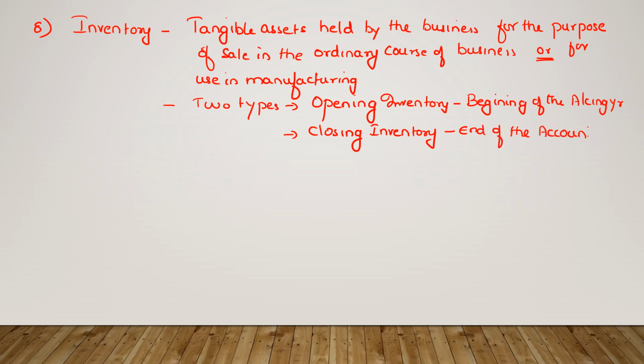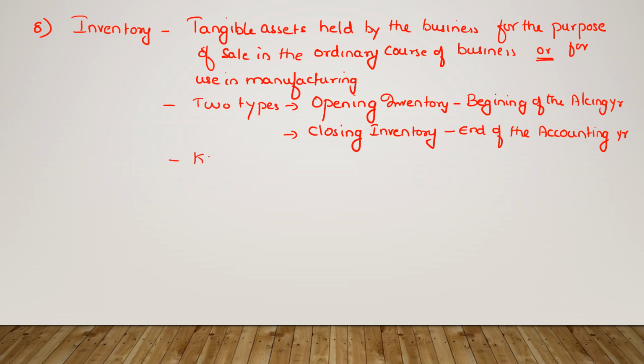It is not possible that, of the goods purchased during the year, the entire goods are sold out as of 31st March, the end of the accounting year. Some goods are going to be lying in the business unsold, which will be sold in the next accounting year. So the stock of goods lying with Smita at the end of her accounting year would be termed closing inventory. The closing inventory of this particular year will become the opening inventory of the next accounting year. So this is called inventory.